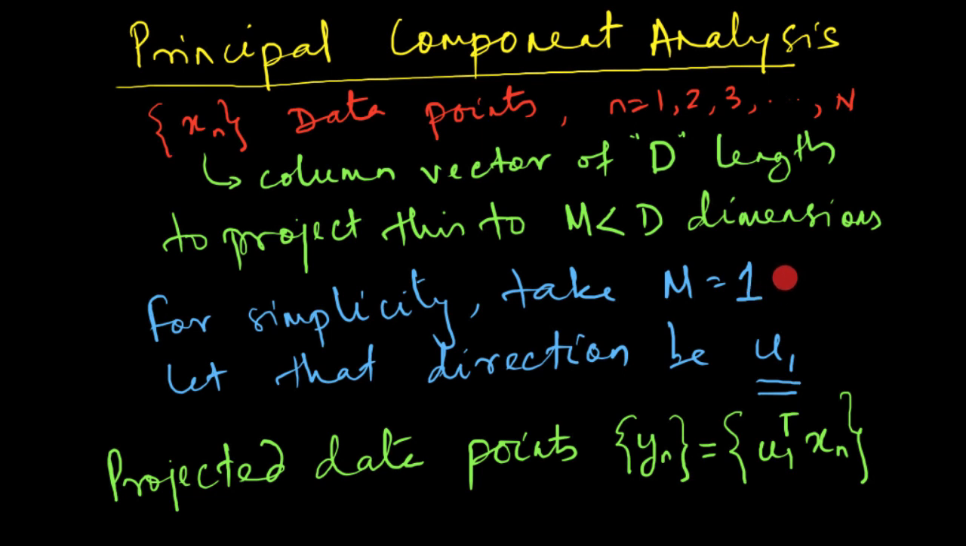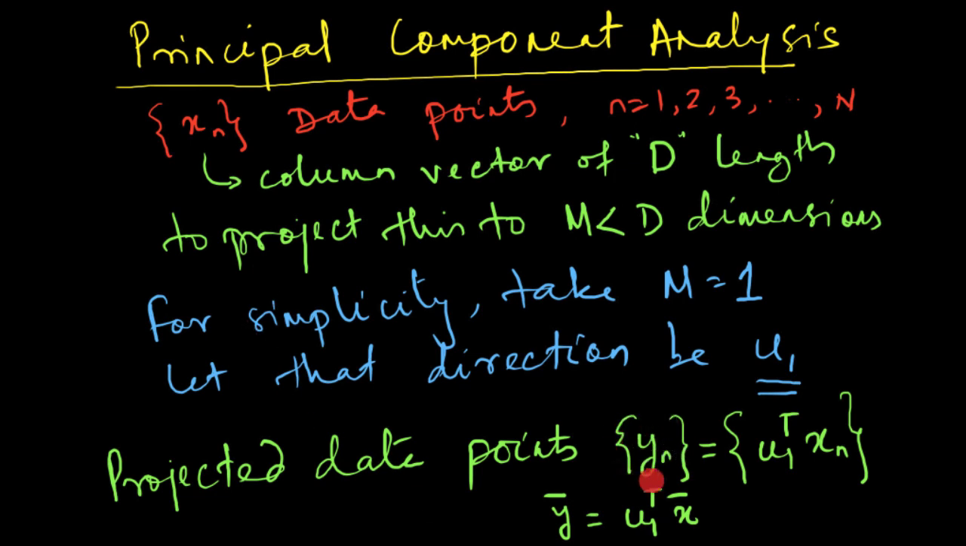When you take m equal to 2, for example, you will get two directions, u1 and u2, each of which will be d-dimensional column vectors, and then using that you can get two-dimensional projected data points. So this is our projected data point, and the mean of these projected data points, which is denoted by y bar, is nothing but u1 transpose times x bar, where x bar is the sum of all these xn's divided by capital N.